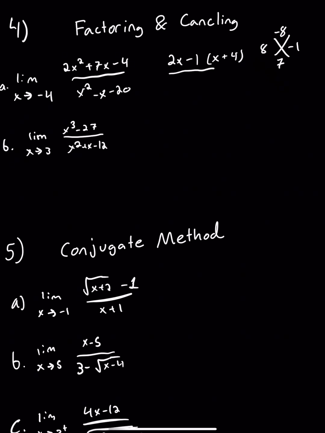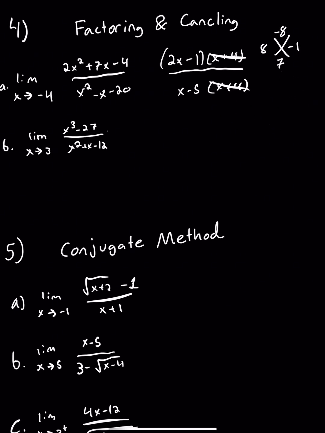Okay, and then we'll do the bottom, which needs to add to negative 1 and multiply to negative 20. It's going to be negative 5 and 4, so x minus 5, x plus 4, and we have x plus 4 over x plus 4. These cancel out. Now we can plug in negative 4 here. Negative 4 times 2 is negative 8 minus 1, negative 9, over negative 4 minus negative 5, which is also negative 9, and we're left with 1. So the limit as x approaches negative 4 will be 1.